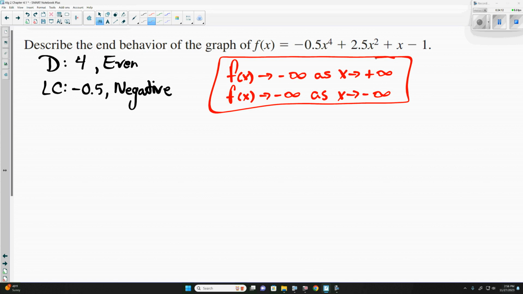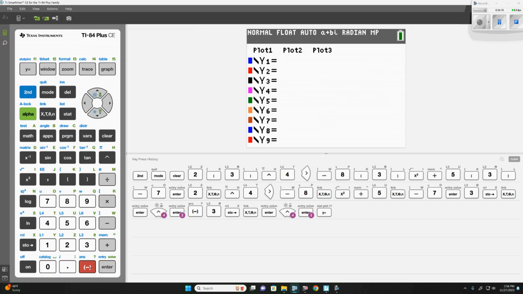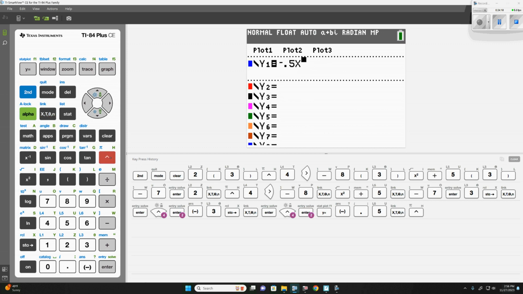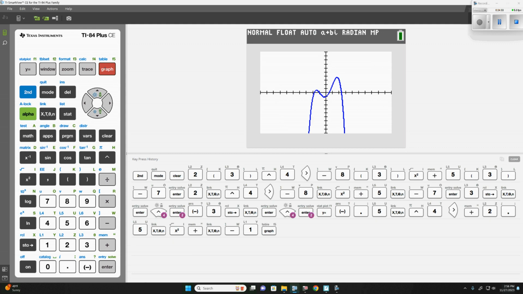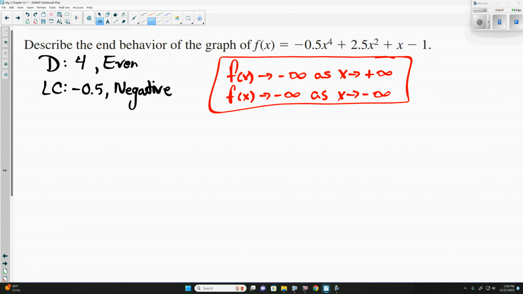Negative 0.5x to the fourth plus 2.5x squared plus x minus 1. So as we see here, as it increases left and right, the values are going down. It does have a little bit of a ridge line in the center, up, down, up, but eventually goes down. But that's it. Questions on this here? Let's look at the next one.